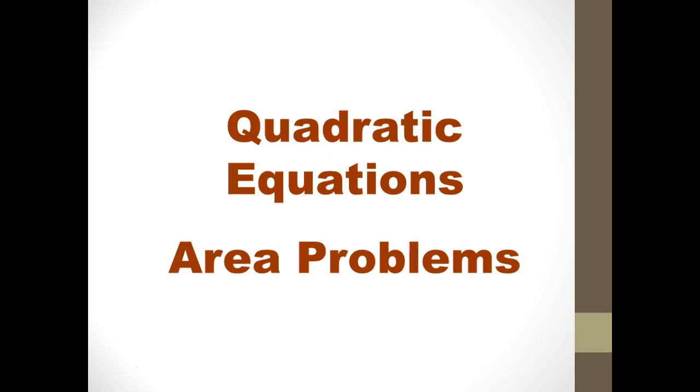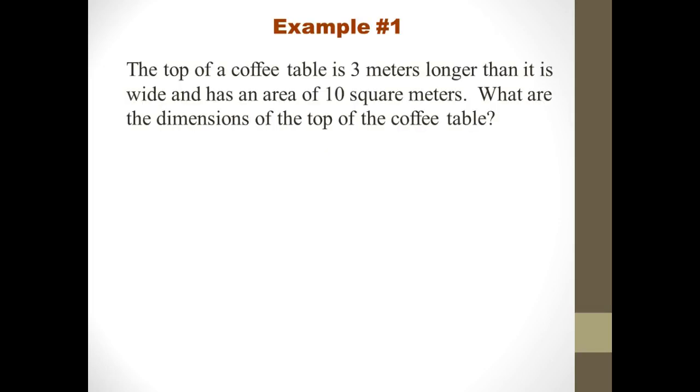Now if you really think about it, the formula for the area of a rectangle is length times width. Anytime you have an application where you're multiplying something times something, you have the potential to end up with something squared in your equation, and that's exactly what's going on here. Now let's take a look at three examples.